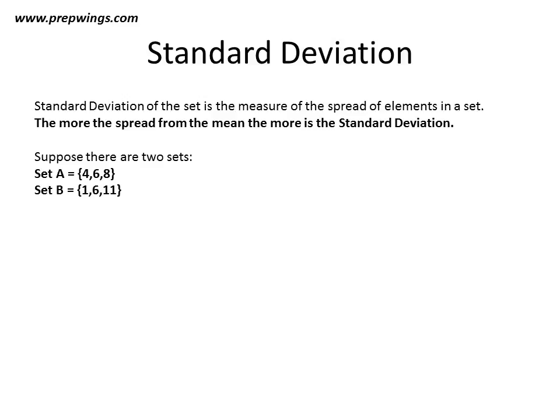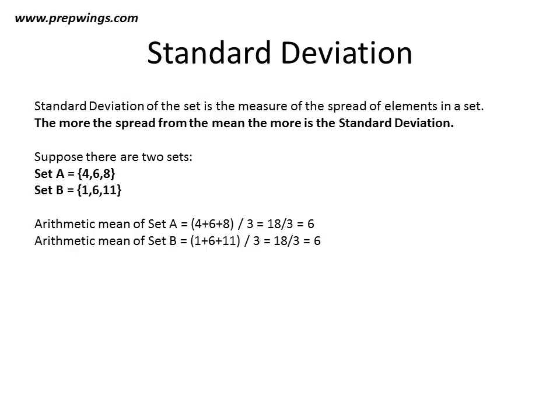Okay. So suppose we have two sets, set A and set B. Set A has elements 4, 6 and 8 and set B has elements 1, 6 and 11. If I calculate the arithmetic mean of both the sets, the arithmetic mean of set A is equal to 6 and the arithmetic mean of set B comes out to be 6. So the arithmetic mean in both the sets, which is the average actually of both the sets, is exactly same.